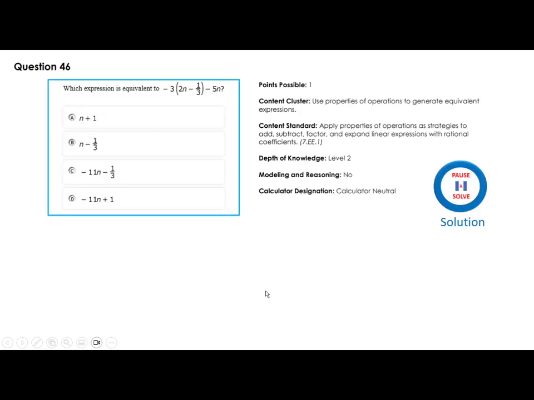Which expression is equivalent to this expression? This, or this, or this, or this. So you start with this expression. First of all, you can use the distributive property, okay? So you get negative 6an. Negative times negative is positive. 3 divided by 3 is 1, minus 5n. You add the like terms. That gives you negative 11n plus 1.